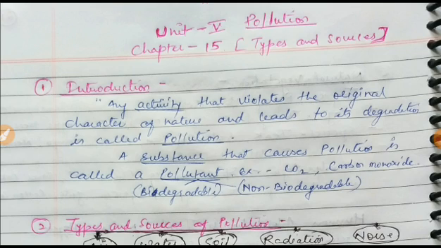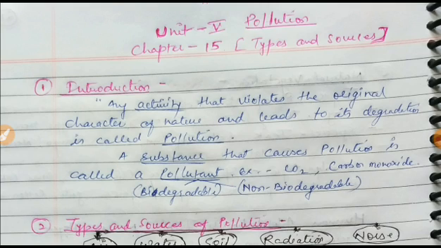Today I am going to explain unit 5, which is a new unit, and in this unit there are three chapters: chapter number 15, chapter number 16 and chapter number 17. So today I am going to explain chapter number 15, which is pollution types and sources.